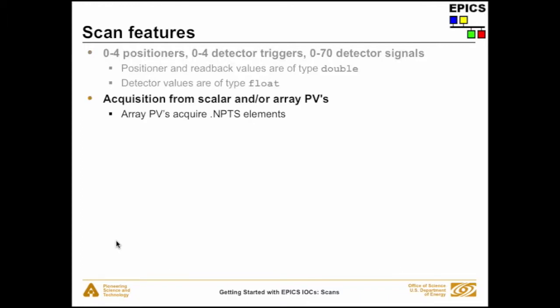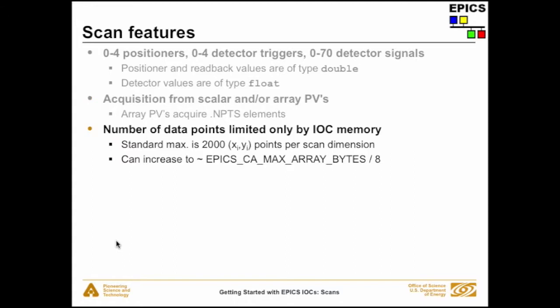It can acquire from scalar or array PVs or a combination of scalar and array PVs. Scalar PVs are acquired on every data point. Array PVs are acquired at the end points. And if you do have an array PV, it only acquires end point elements out of that array, because all of the arrays in a single scan record have to have the same size, the same number of elements.